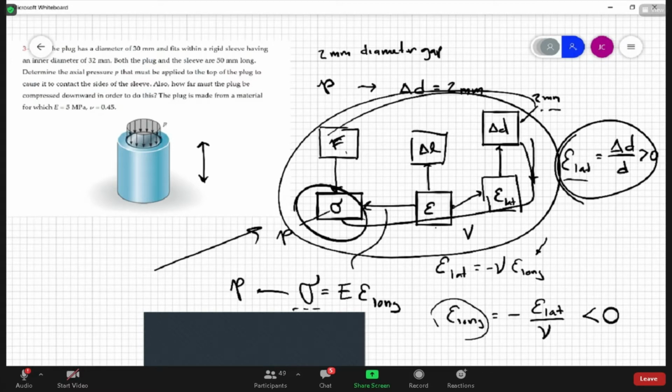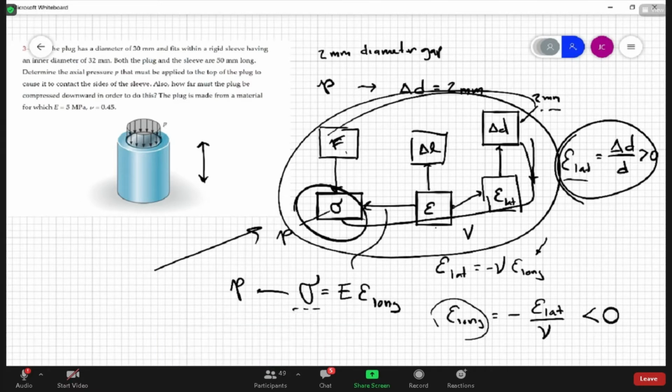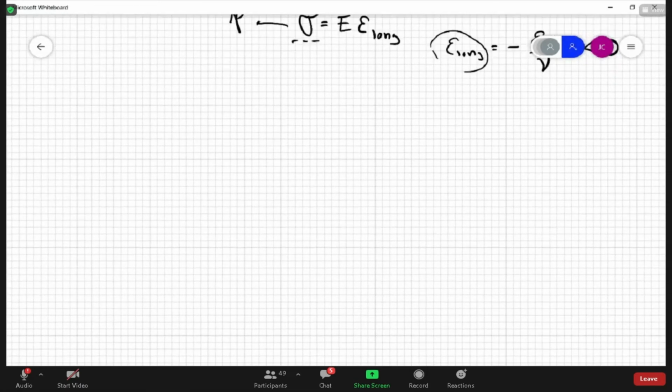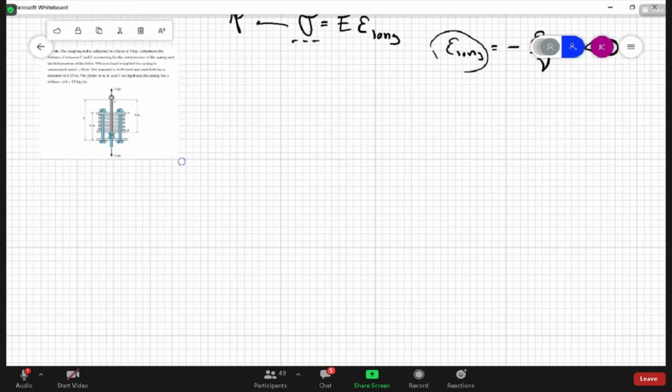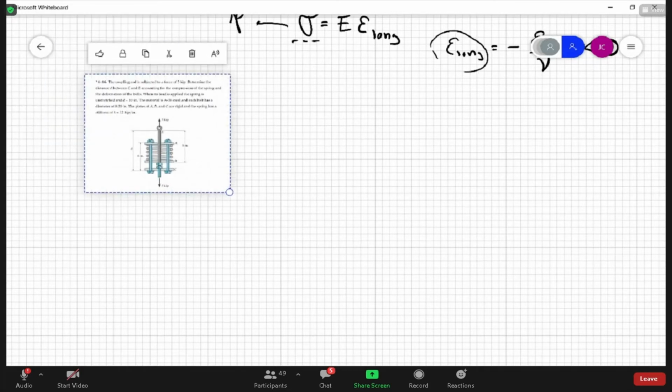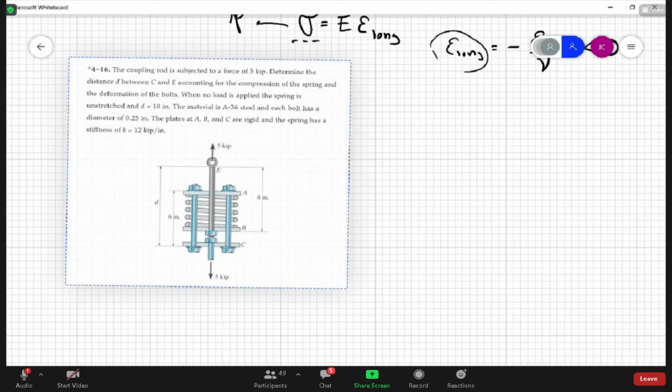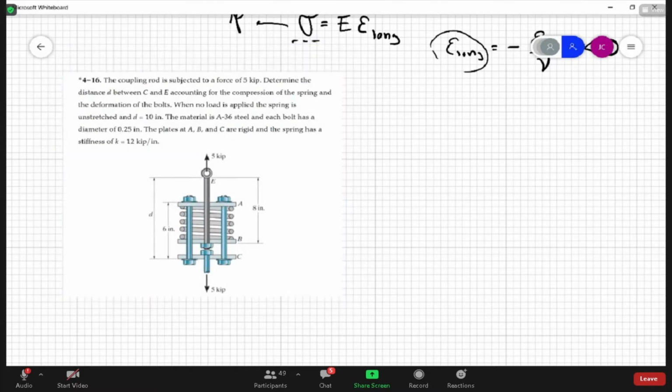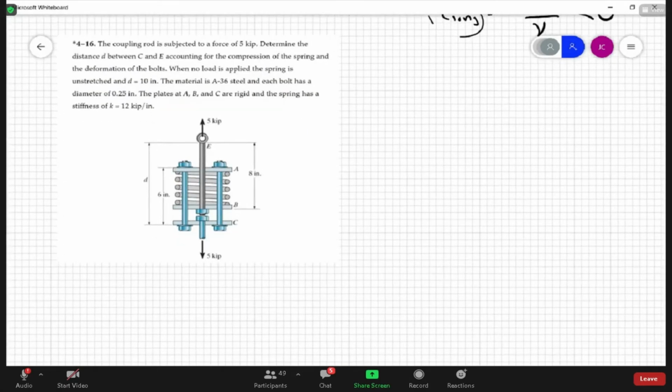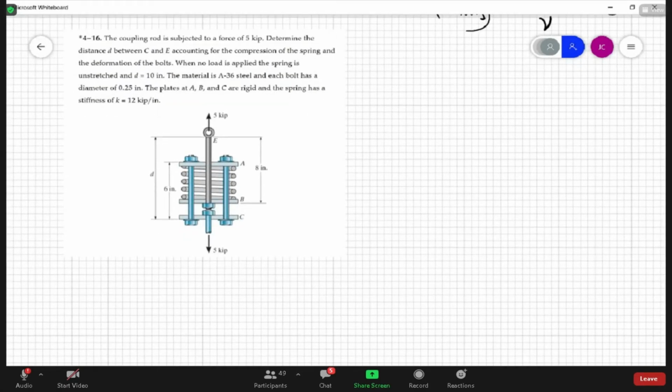One of the things that seems to make problems really difficult for people to solve, and this is not just students, this is everybody, is when they're confounded by these more complicated geometries. And this is a good example of this. The concept in here is still the same stuff. This is just a straight up elongation problem. There's really nothing else going on here, but it's got springs. And so that makes it a little bit confusing, right?